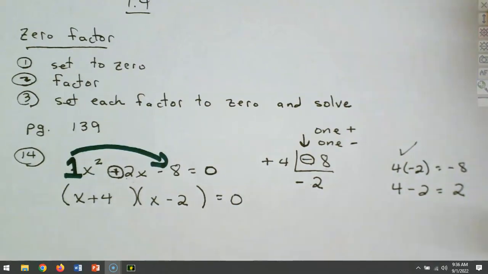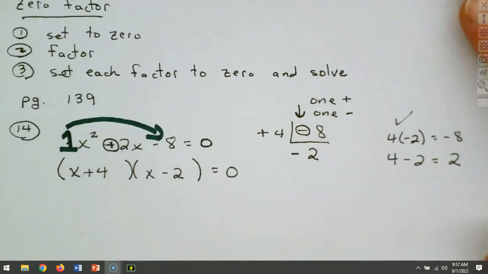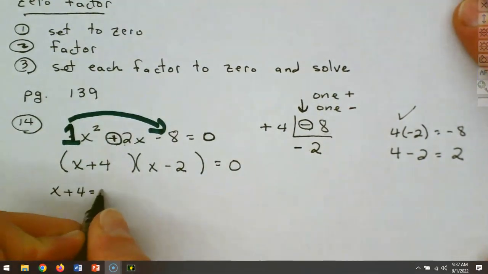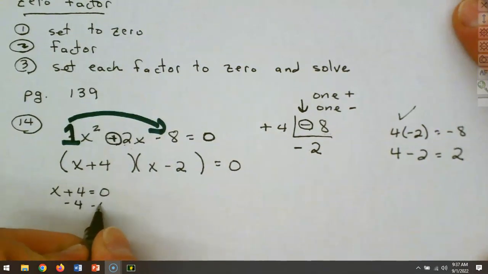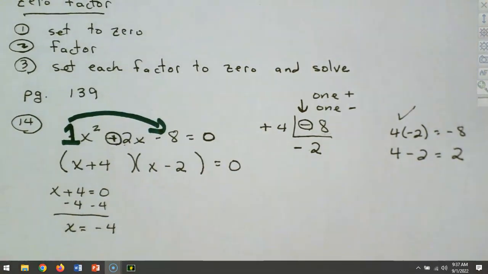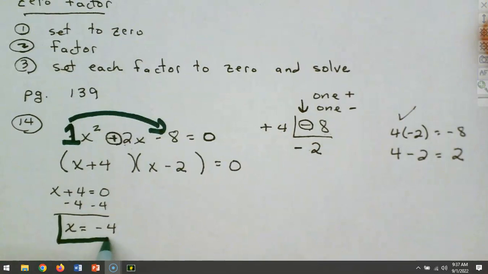So we've got it factored. So we set it to 0. Ours was set to 0 already. We factored it, and now we set each factor to 0. So that means we take the x plus 4 equals 0, and we move our 4 over. And that leaves us then with our first solution, which is x equals negative 4.